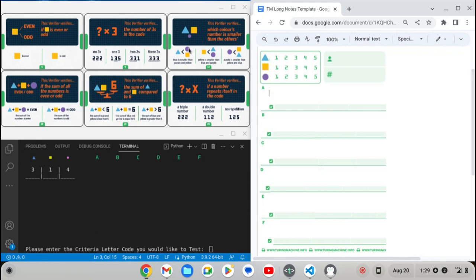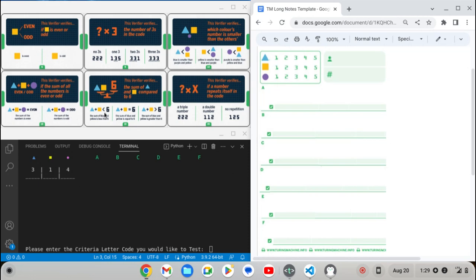Criteria card C will look at our 3 digits, triangle, square, and circle, and will let us know which one is the absolute smallest. So should triangle be the smallest? Should square be the smallest? Or should circle be the smallest? Criteria card D again looks at our 3 digits, but this time we'll add up the 3 digits and the Turing machine will let us know whether that sum is an even quantity or an odd quantity.